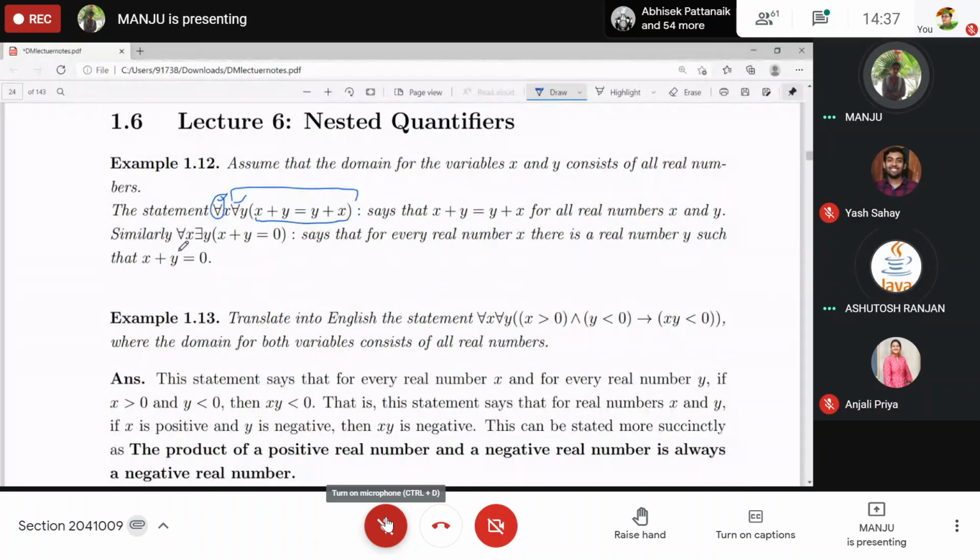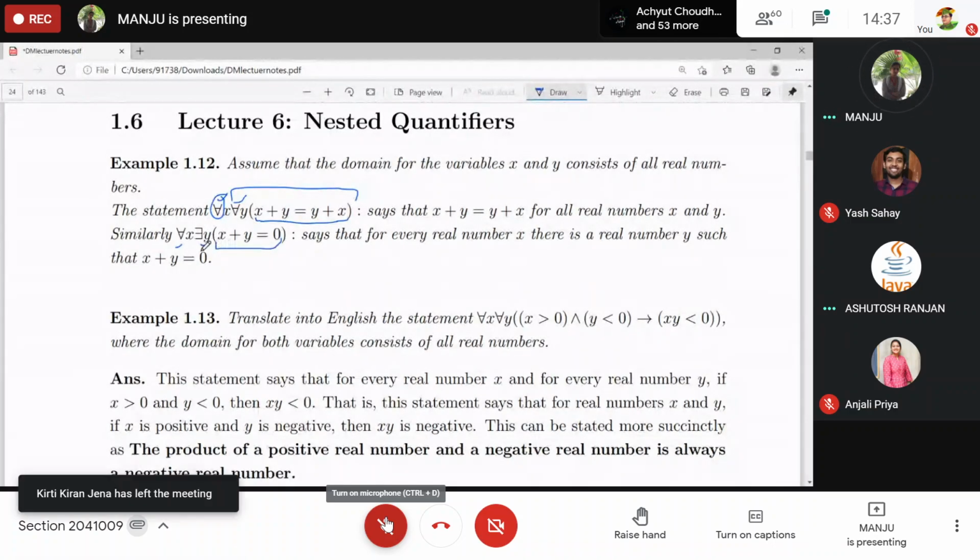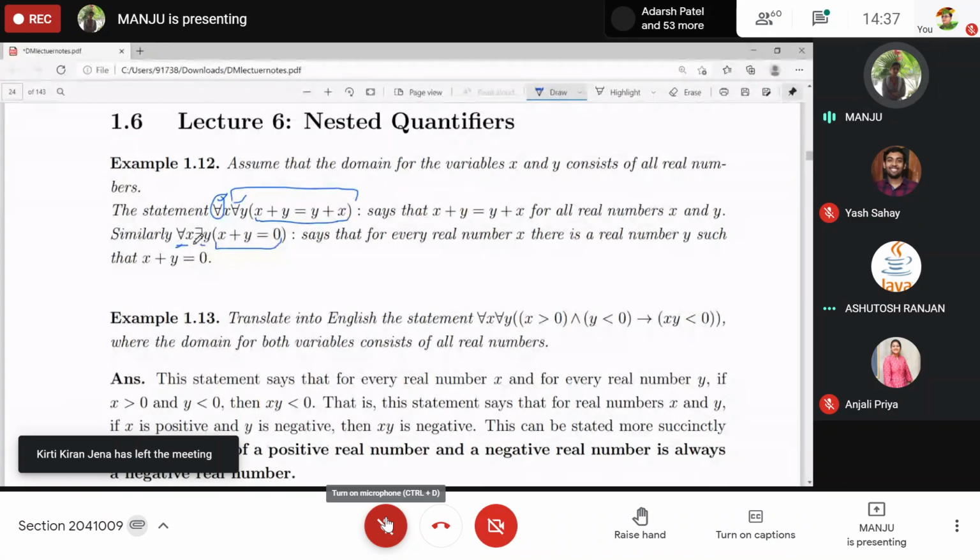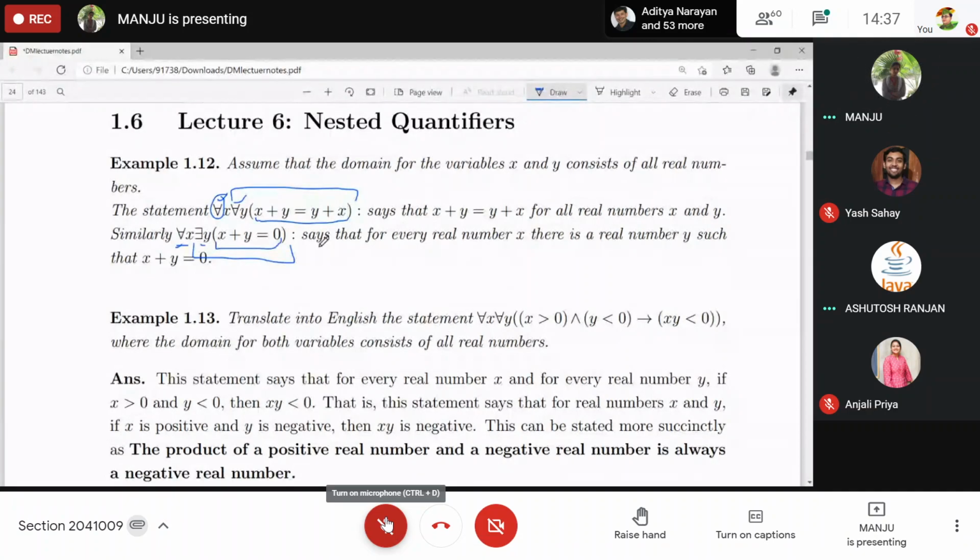Yes. Similarly, in this case, for all x there exists. So the scope of there exists is just this much expression. This for all is applied on there exists y, x plus y is equal to 0. Clear? Yes, ma'am.